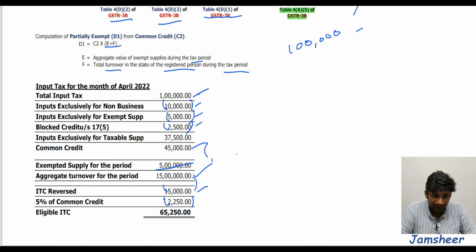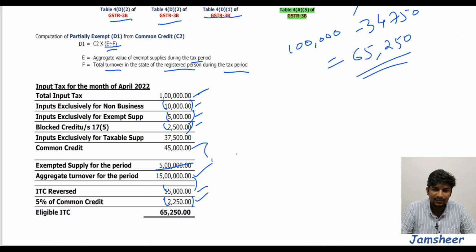How do we get the 15,000? It is an application of E divided by F, and 2,250 rupees as the personal common credit. So we will be reducing 34,750, which is equal to 65,250. This is how we will be calculating input tax credit eligibility under rule number 42.